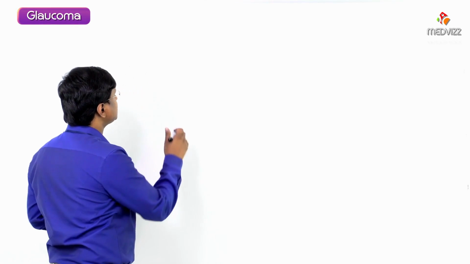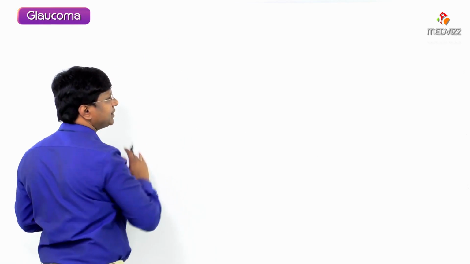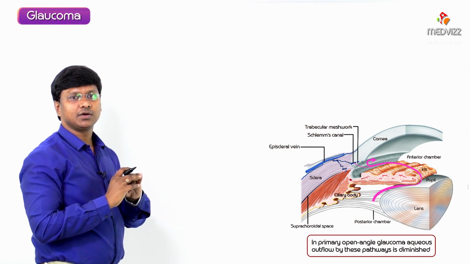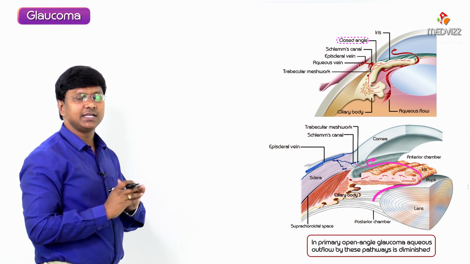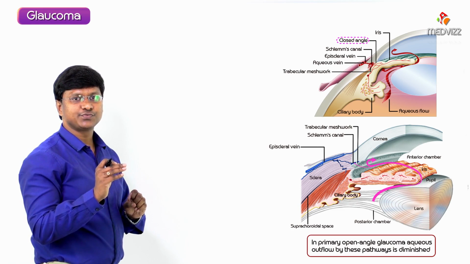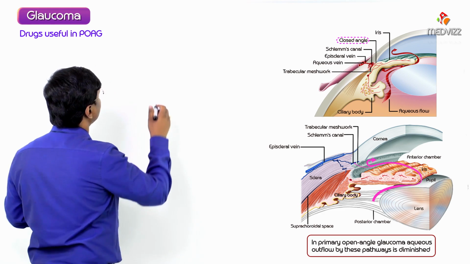Now, in this particular group of drugs used in the treatment of glaucoma, we have the following types. We have primary open angle glaucoma as well as the angle closure glaucoma. Now let me tell you which are the drugs which are useful in primary open angle glaucoma.